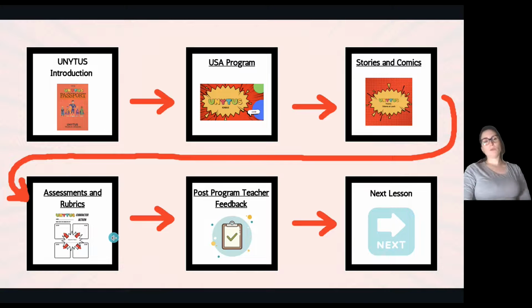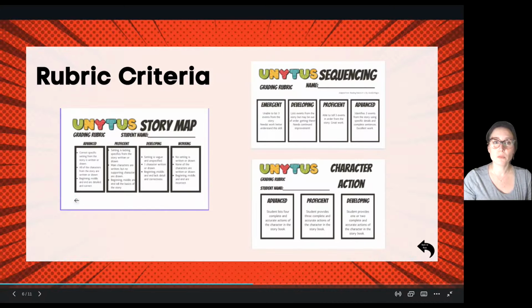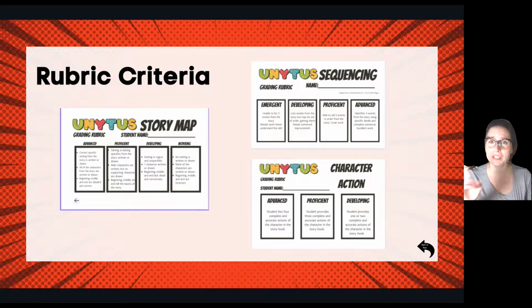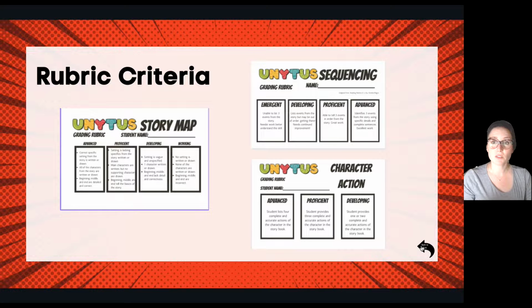I mentioned assessments and rubrics. Each lesson comes with formative and summative assessments and rubrics, so you don't have to do the work to build rubrics for grading. It's all just there. So here, let me show you an example of a rubric. I probably should have shown you the assessment first, but it just shows you, and we have it as advanced, proficient, developing, and working to give you a little bit more flexibility in your own grading. You can label it differently if need be, but it gives you the basics.